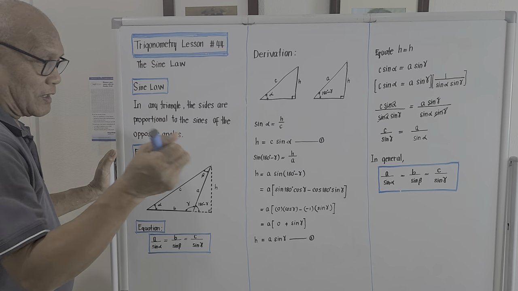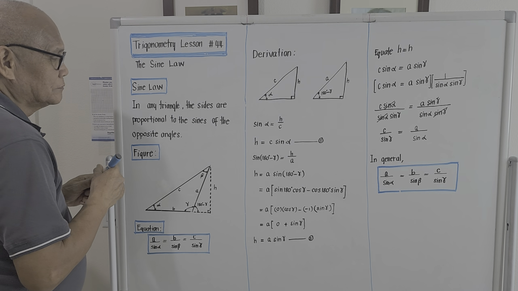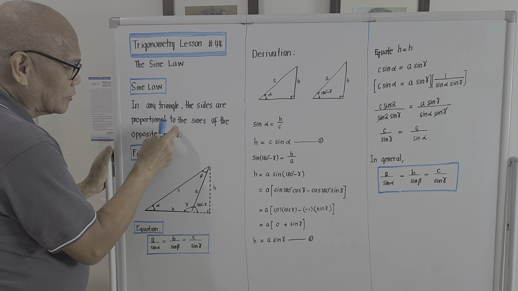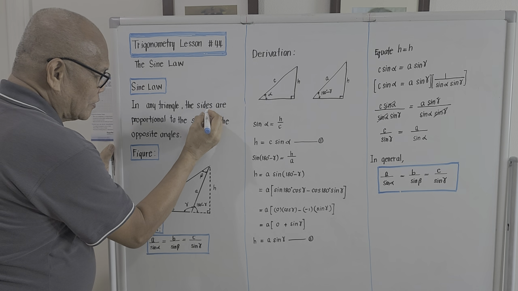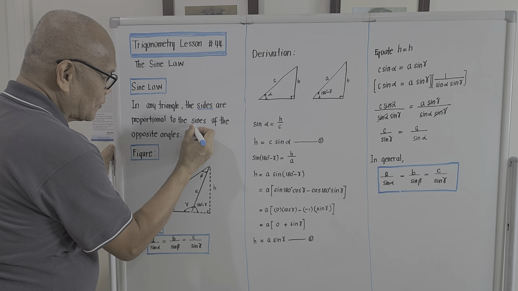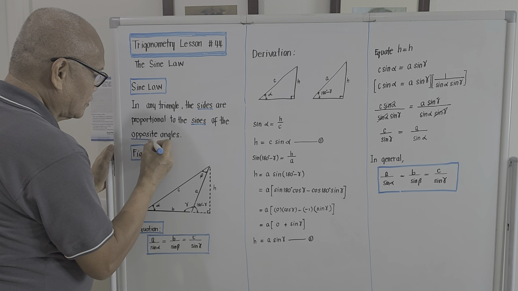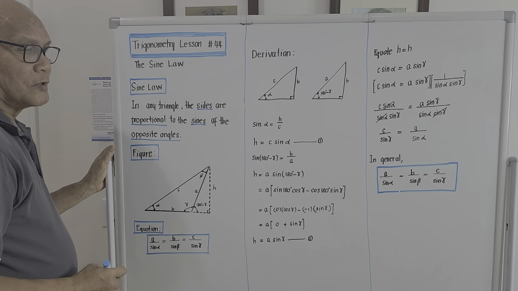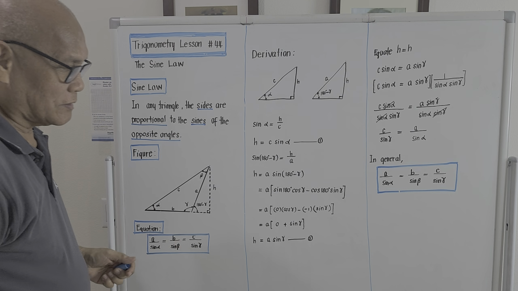Sine law is something like this. In any triangle, the sides are proportional to the sides of the opposite angles. Proportional. In terms of an equation, it will be something like this.